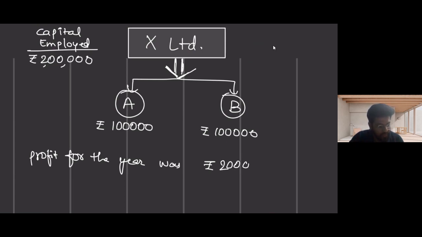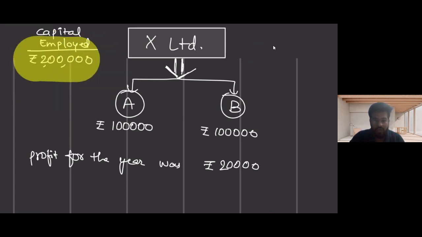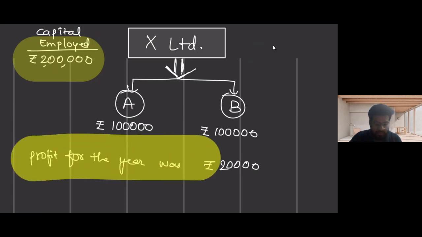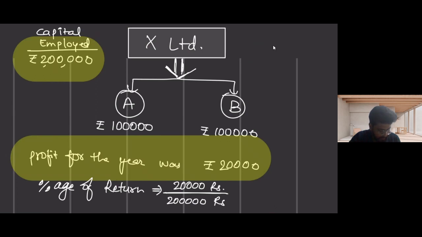So now you can see we have invested 2 lakh rupees in this company. Out of that 2 lakh, how much is the profit? The profit is 20,000. So what is the percentage of earning, or I would say percentage of return, that my shareholder has gotten? This would be 20,000 rupees, the profit they have got out of the 2 lakh rupees which they have employed in the business, multiplied by 100. So I would say they have got a 10% return on their investment.